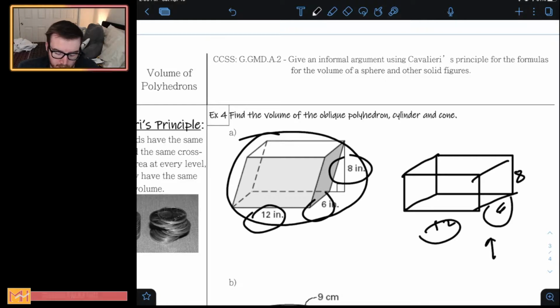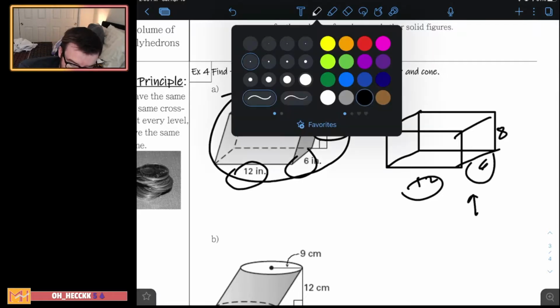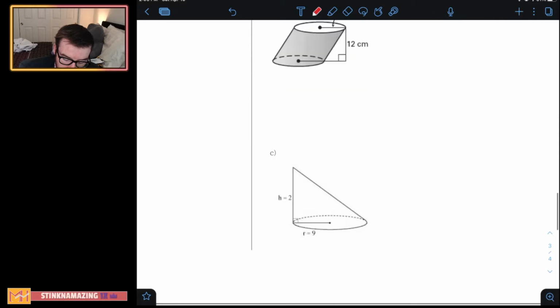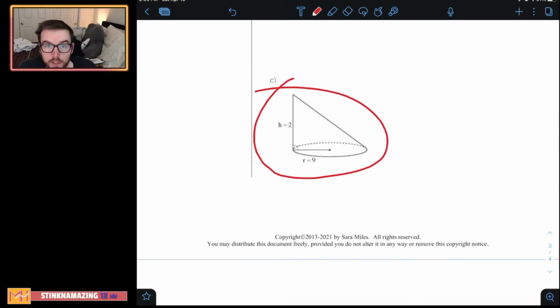So we don't need to do anything different. Just because it looks a little askew doesn't mean we have to totally change how we do things. We still find the area of the base and multiply by the height. And when it comes to cones and pyramids, like this guy, you do 1/3.